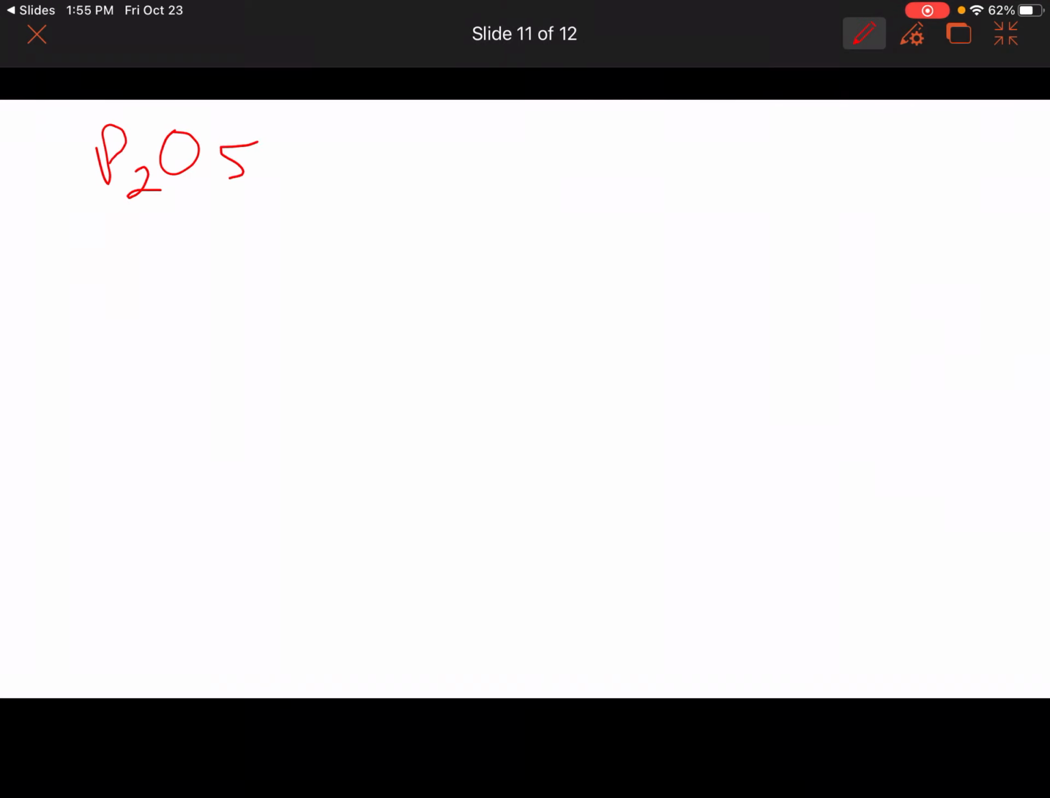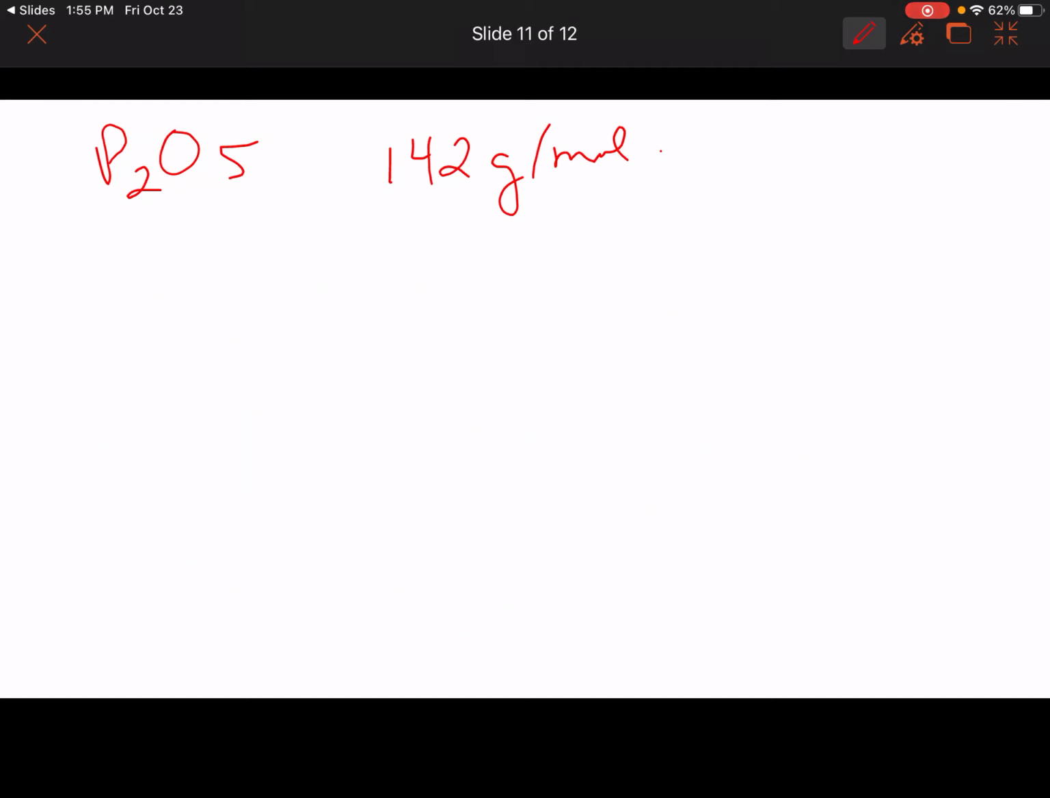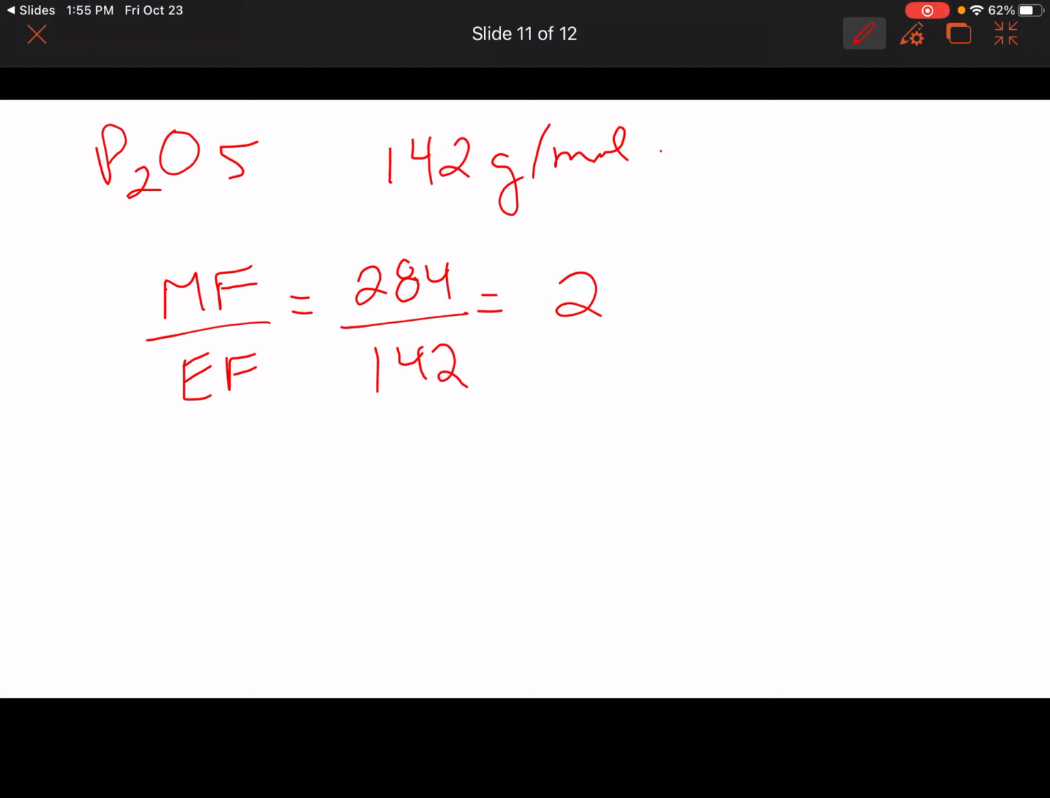So I've got P2O5 again. So looking at that P2O5, if I add those up together, that's 2 phosphorus and 5 oxygens. I end up with having 142 grams per mole. That's going to be the molecular mass of P2O5. It told me in my question that I've got 284 for the molecular formula. So I know that the molecular formula mass divided by the empirical formula mass is going to be 284 divided by 142. That's going to give me 2. What that means is that therefore the molecular formula is 2 times the empirical formula.